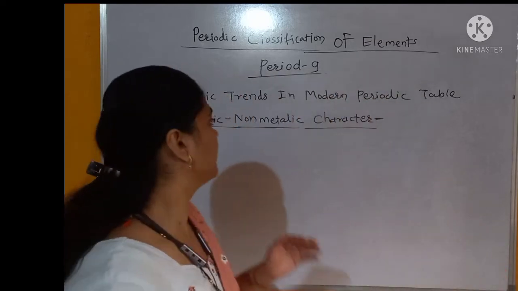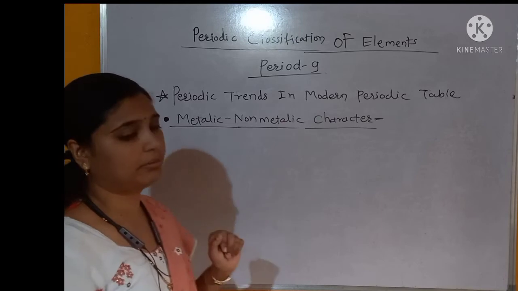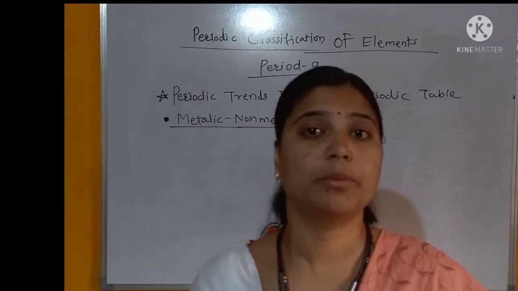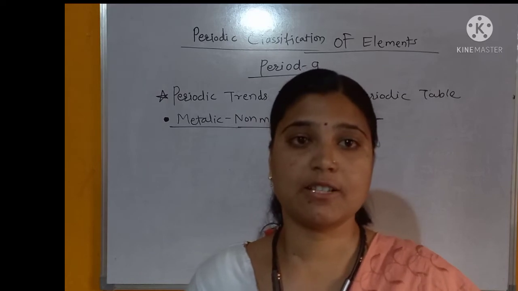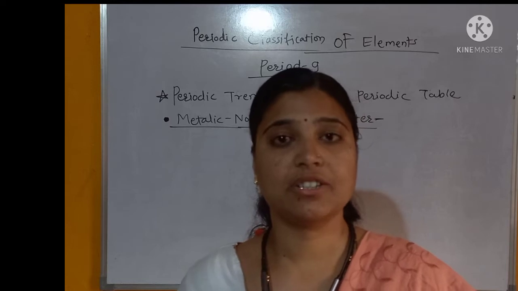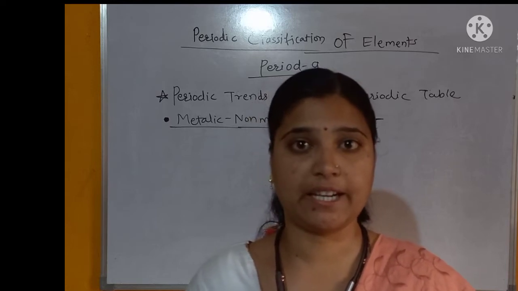So now we start our topic, that is the metallic and non-metallic characters. We have already seen the whole modern periodic table. Their valency and their atomic size determine the metallic and non-metallic characters.